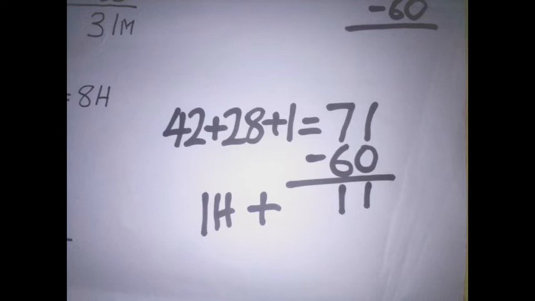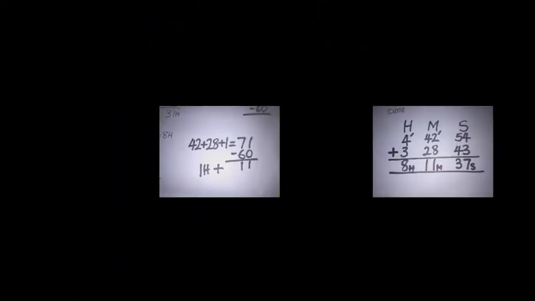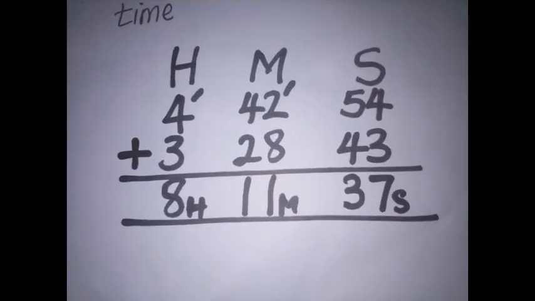Again, 71 is bigger than 60. And so we subtract 60 from 71. And what do we get? 11, of course. That is 1 hour and 11 minutes. So the 1 hour is carried to the other side. So you can see it on the screen again. 11 minutes is written down, 1 is carried.